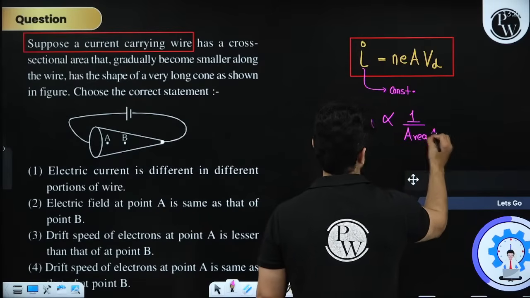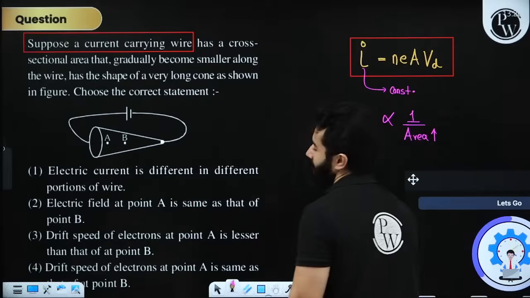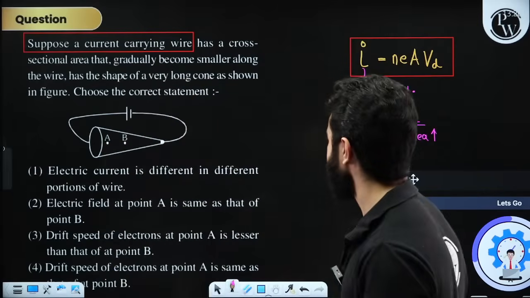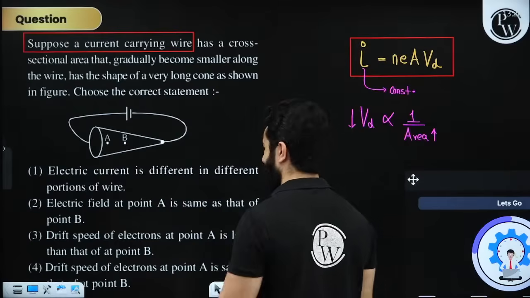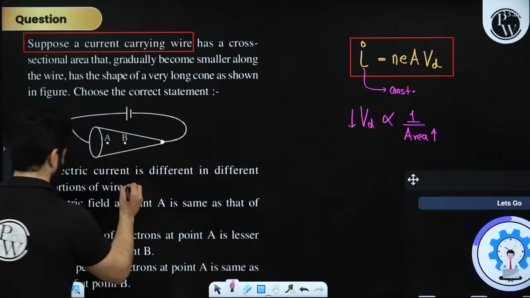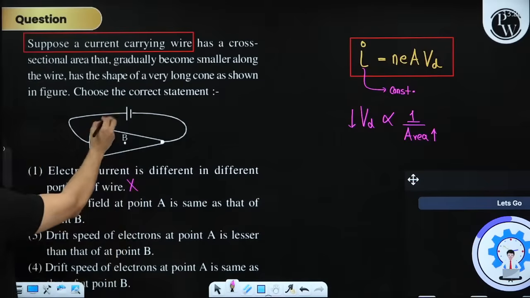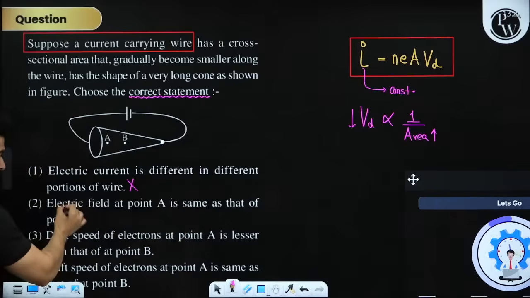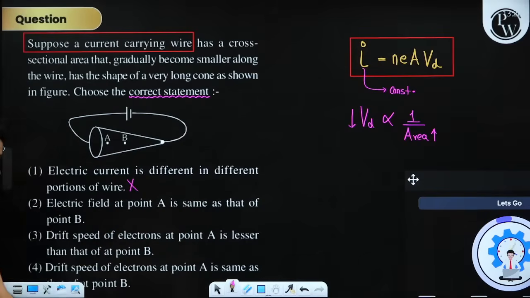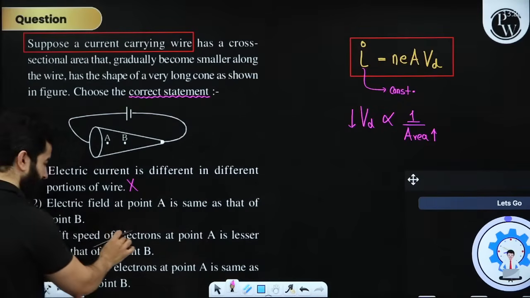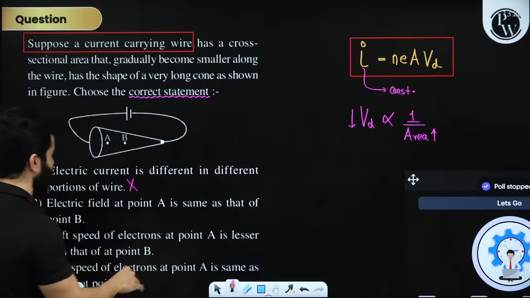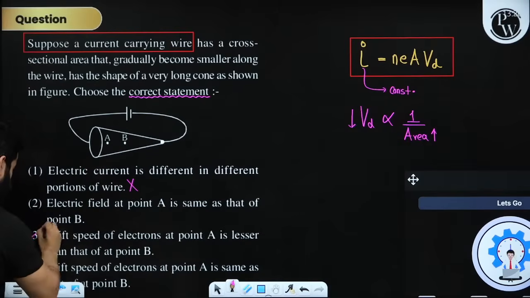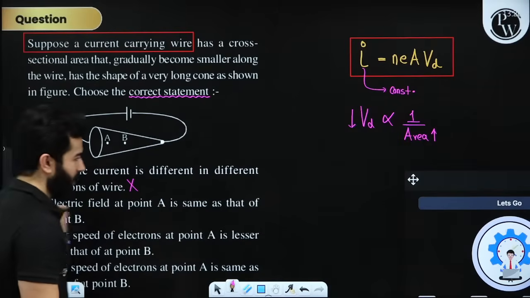So if area is more, drift velocity will be less. If area is more, drift velocity is going to be less. So electric current is different in different portions of wire. Wrong. We have to select the correct statement. Electric field at point A. We are not going to talk about electric field also. Drift speed of electrons at point A is lesser. So when area is more, drift is less. That is absolutely correct. Third option is going to be the correct one. C.